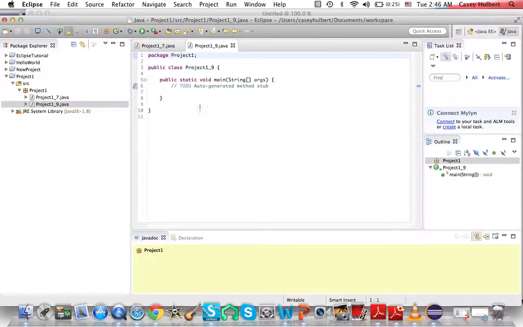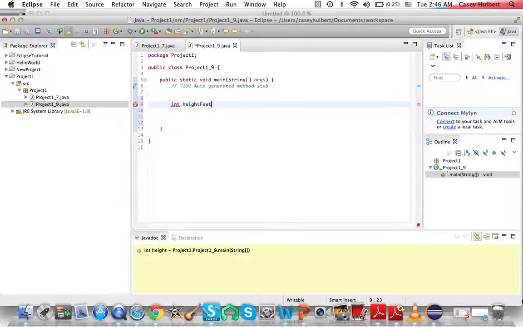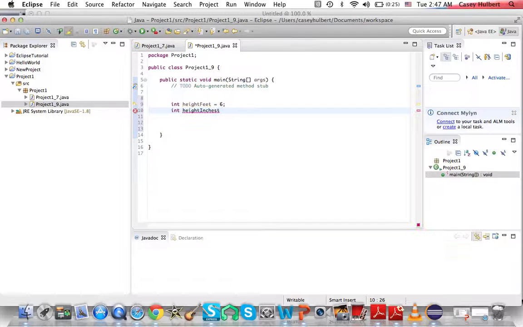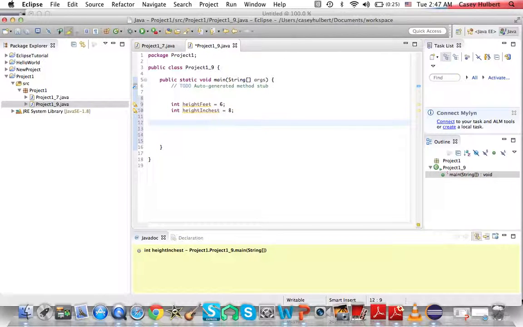All right, we should get a new page. Here we go. Press enter a few times, you don't have to, but I like to do that. The first thing we're going to do is press int for integer, then height feet, and we chose 6 feet for our height, semicolon, enter. Then int height inches, and our inches is going to be 8, semicolon, enter. So the size that we chose is 6 feet 8 inches, right?